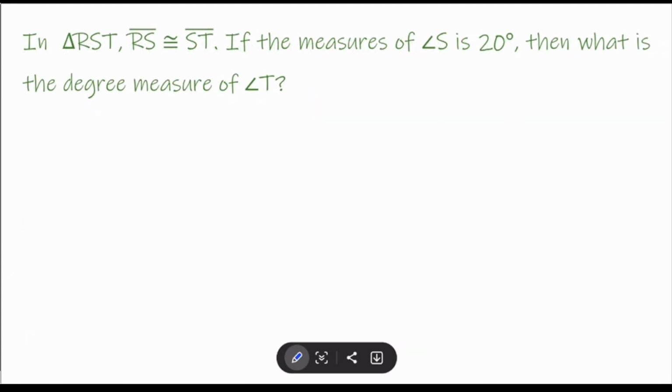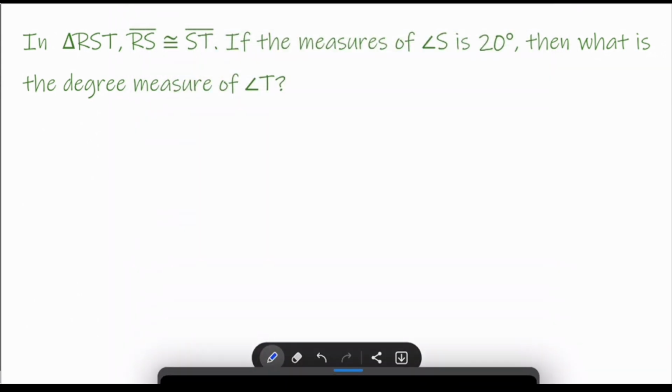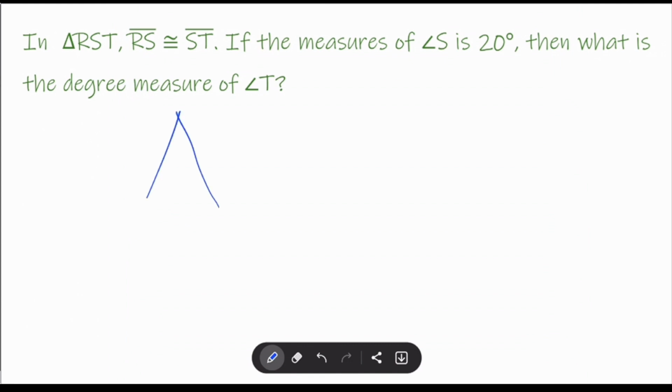Okay, so let's solve this problem. We have triangle RST. So let's illustrate this. We have triangle RST. Let's make it bigger. So triangle RST, where RS and ST are congruent. So this is equal. So I think this is an isosceles triangle.